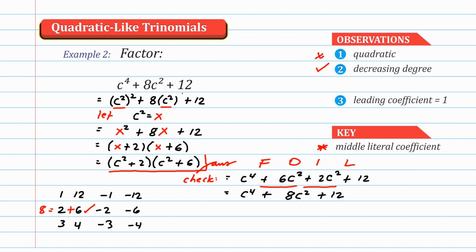which is equal to our original trinomial. So that's how you answer just in case you're given something like this. The key is the middle literal coefficient. Replace that with a variable so that it looks like a quadratic trinomial before you can use our techniques of factoring.